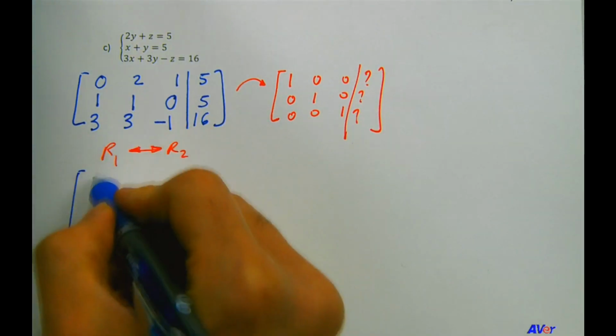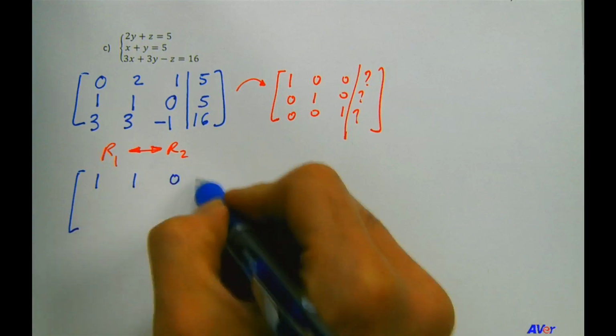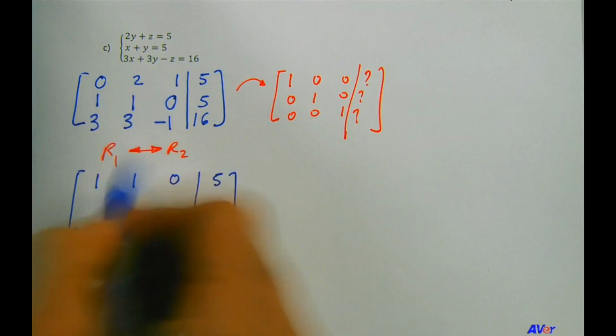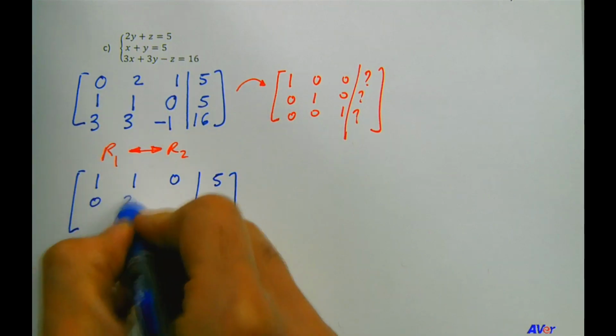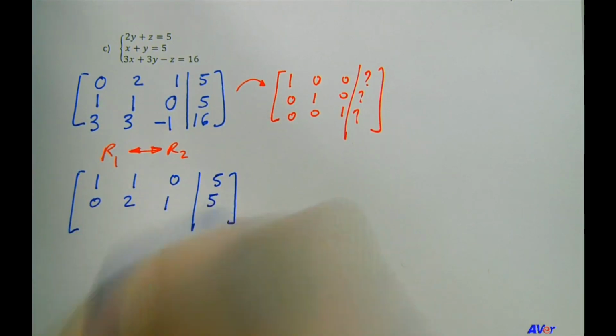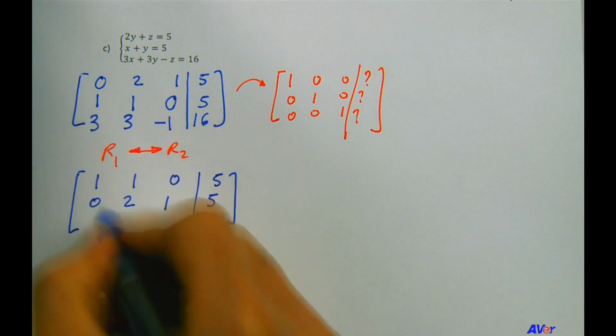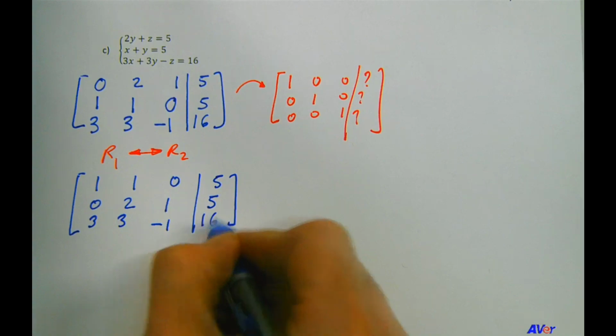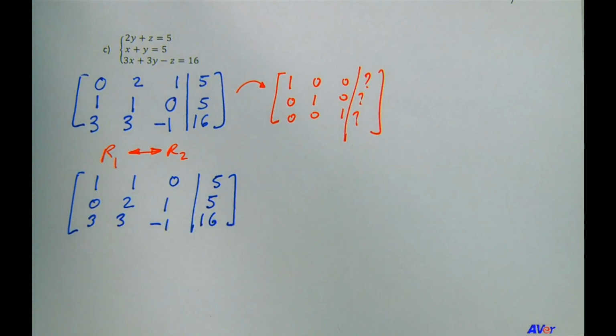Okay, we have 1, 1, 0, 5, right? Row 2 moved up. Now row 1 comes to the middle: 0, 2, 1, 5. And row 3 is 3, 3, minus 1, 16. It remains where it was. All right?